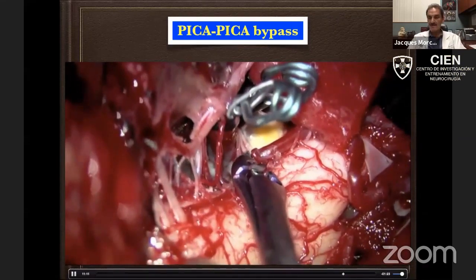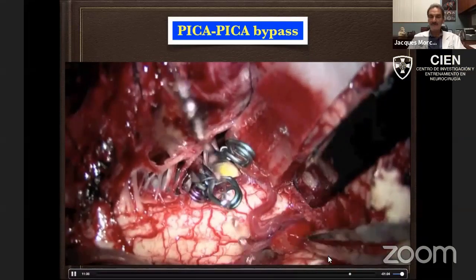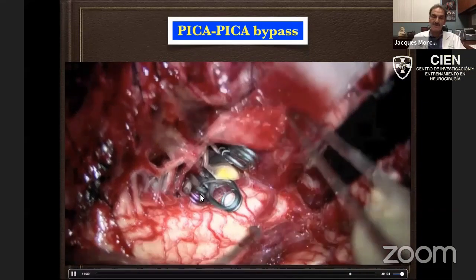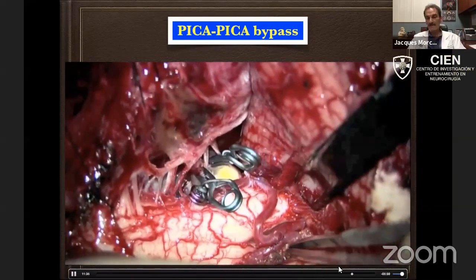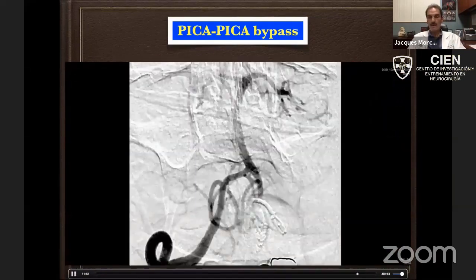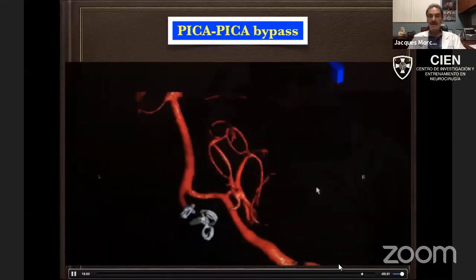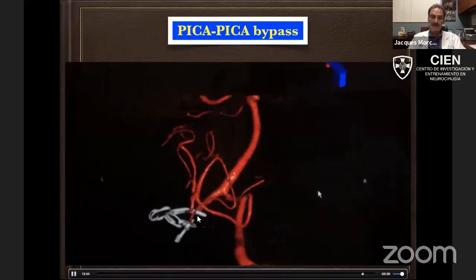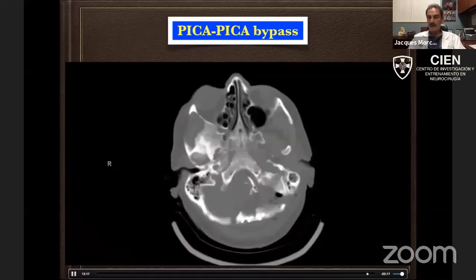So at the end, it looks like this. Bypass completed right here, and the trapped aneurysm. You can see the beautiful view you have with a far lateral approach. And that's a completed angiogram. You can see the typical H of the bypass and the trapped vertebral and PICA aneurysm.